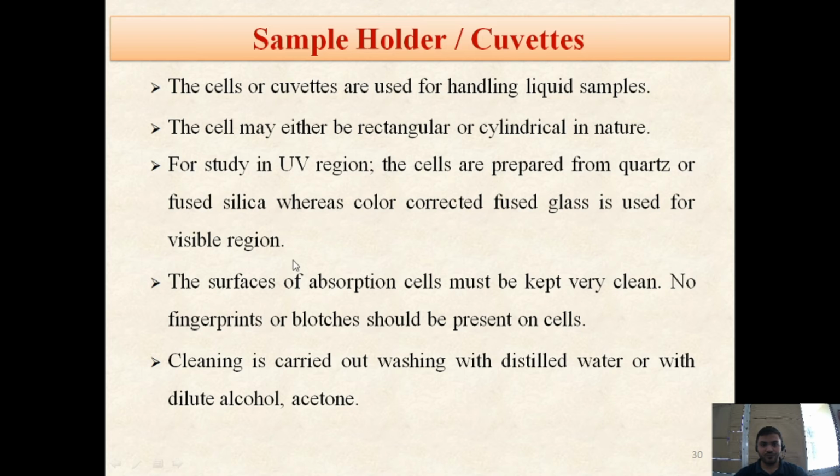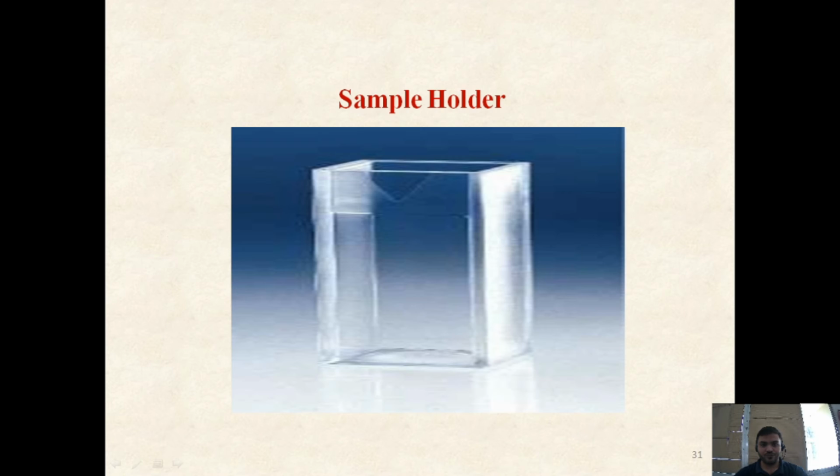used for the visible region. The surfaces of the absorption cell must be kept very clean. No fingerprints or smudges should be present on the cell. The cleaning is carried out by washing with distilled water or with dilute alcohol or acid. This is the sample holder or cuvette.